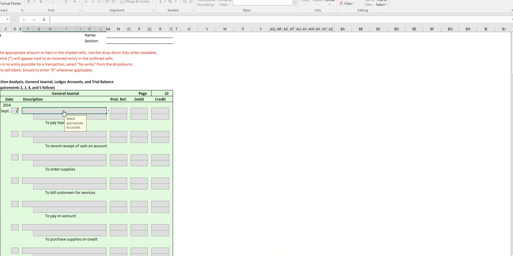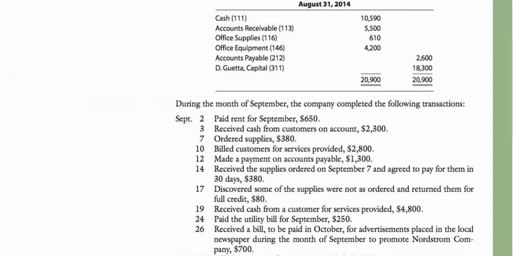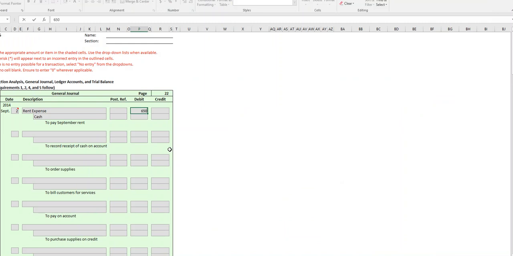So we go here and we select the account that's going to be placed here, and this would be rent expense. The next account, that's cash. Remember, we paid the rent. And so the value of that was $650. And cash was credited.